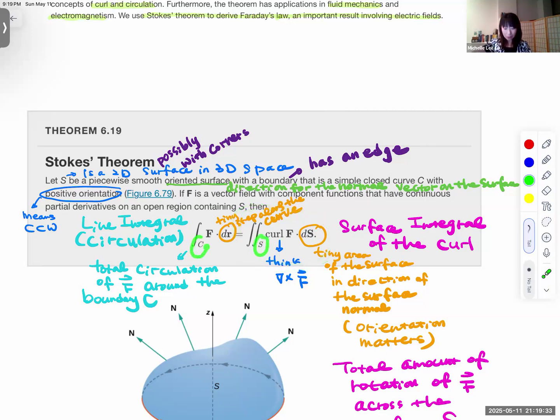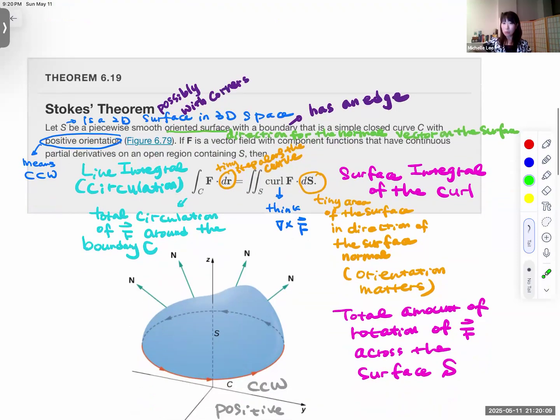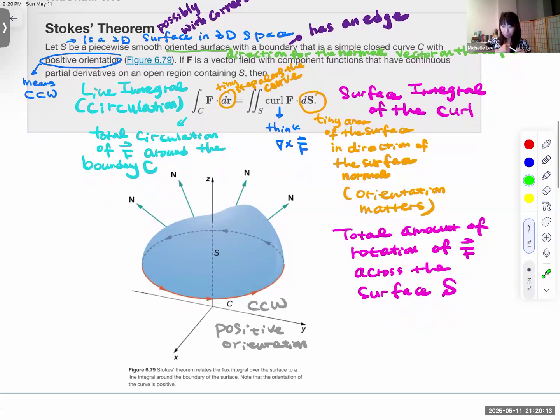So we have the line integral over C, and then we use the curl of vector field F. This is the cross product of the del operator with the vector field, right? And then we take the dot product with dS. dS means a tiny area of the surface, in the direction of the surface normal. And they said the orientation matters, positive orientation or negative orientation. So the total amount of rotation of the vector field across the surface S is given by this formula. Okay. All right.